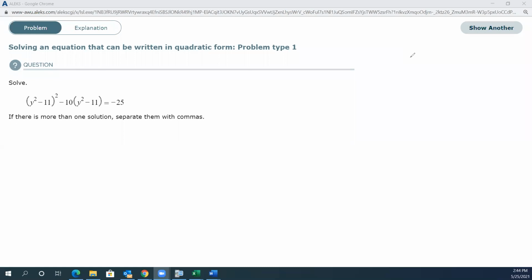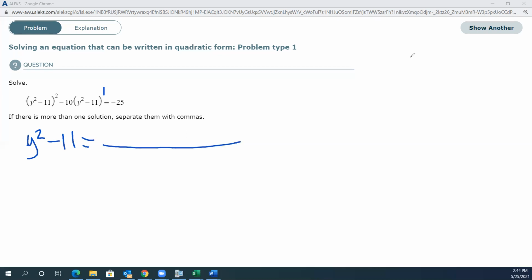This one will be done very similarly. You'll notice that you have y squared minus 11 raised to the second power and y squared minus 11 raised to the first power. And this power is exactly double this one. Therefore, we can do the quadratic formula on it if we would like. What's being raised to the first power? Well, y squared minus 11. So instead of an x squared on the left side of the equation, it'll be y squared minus 11.